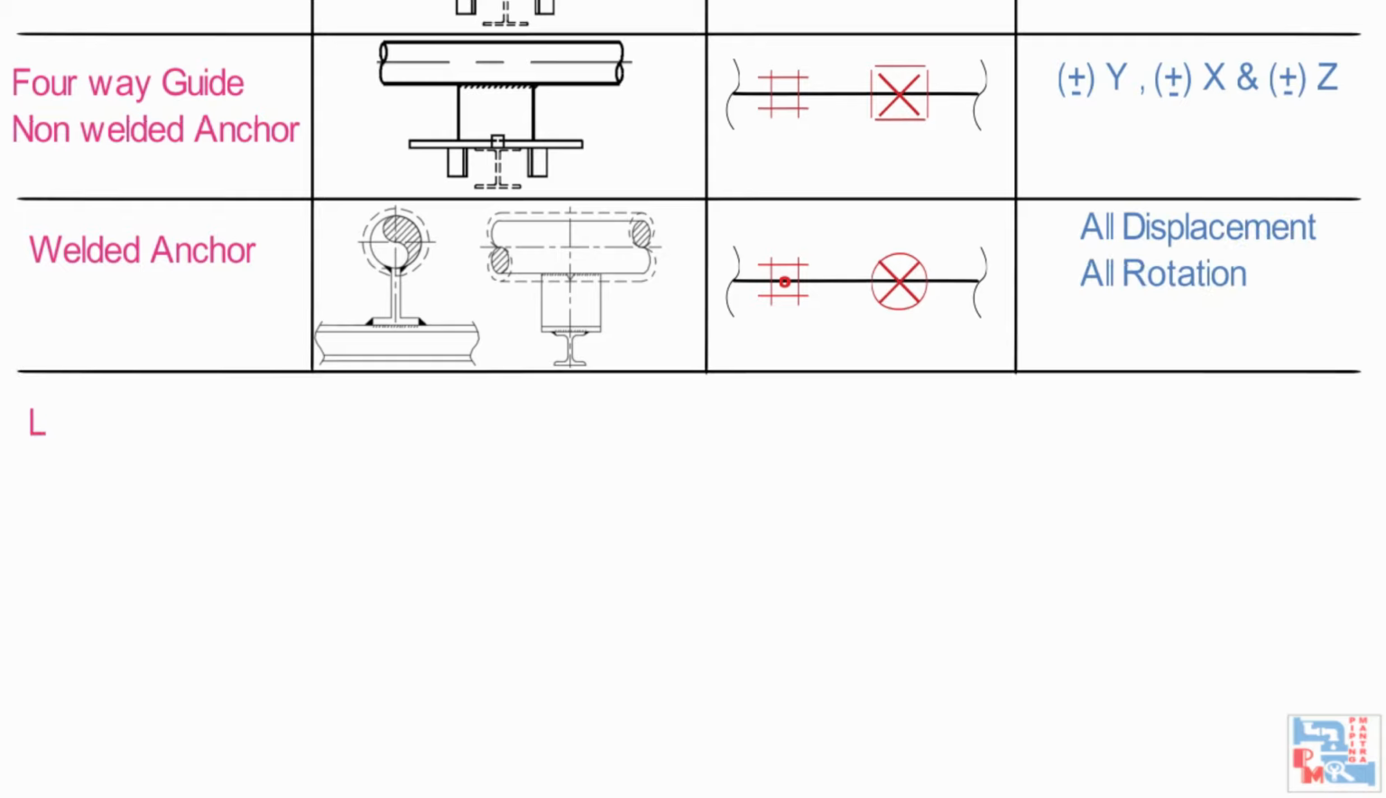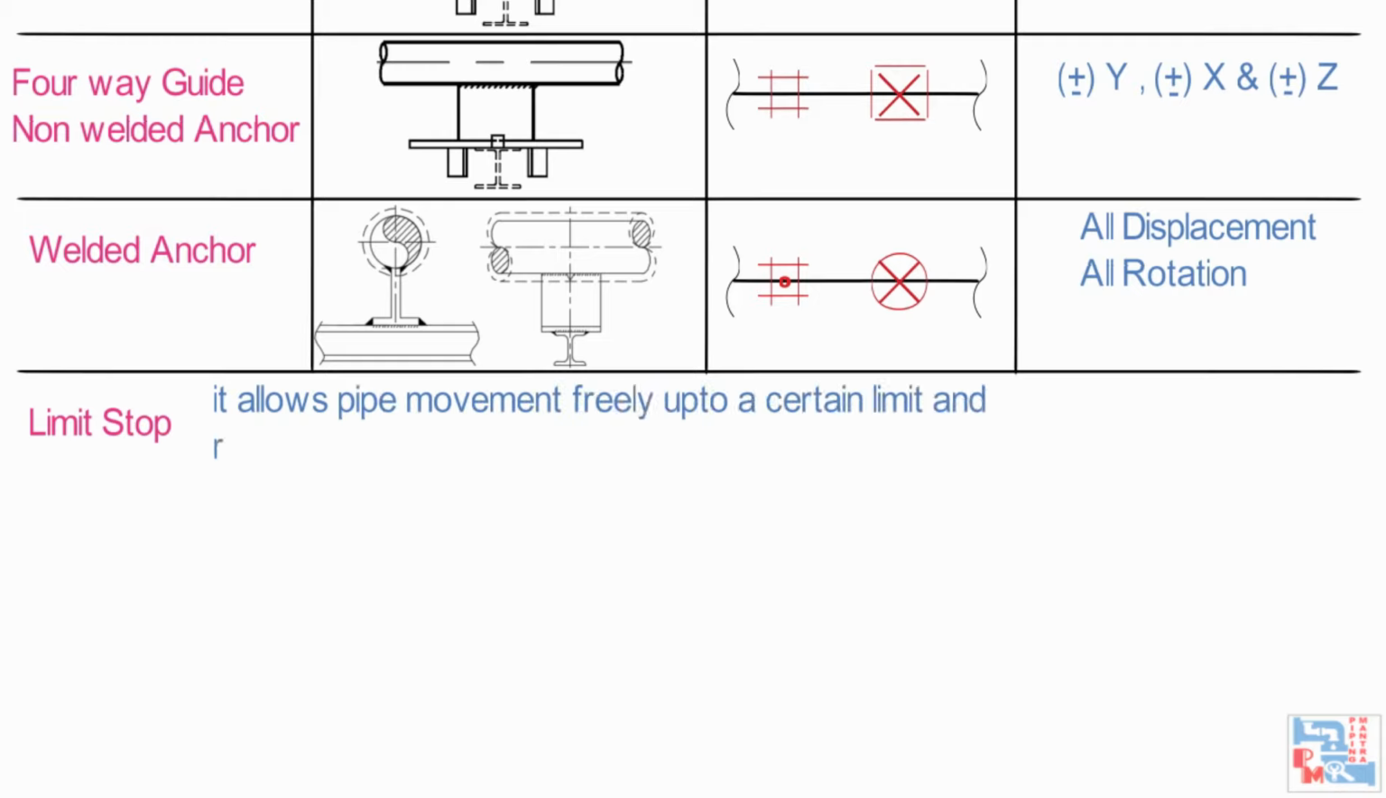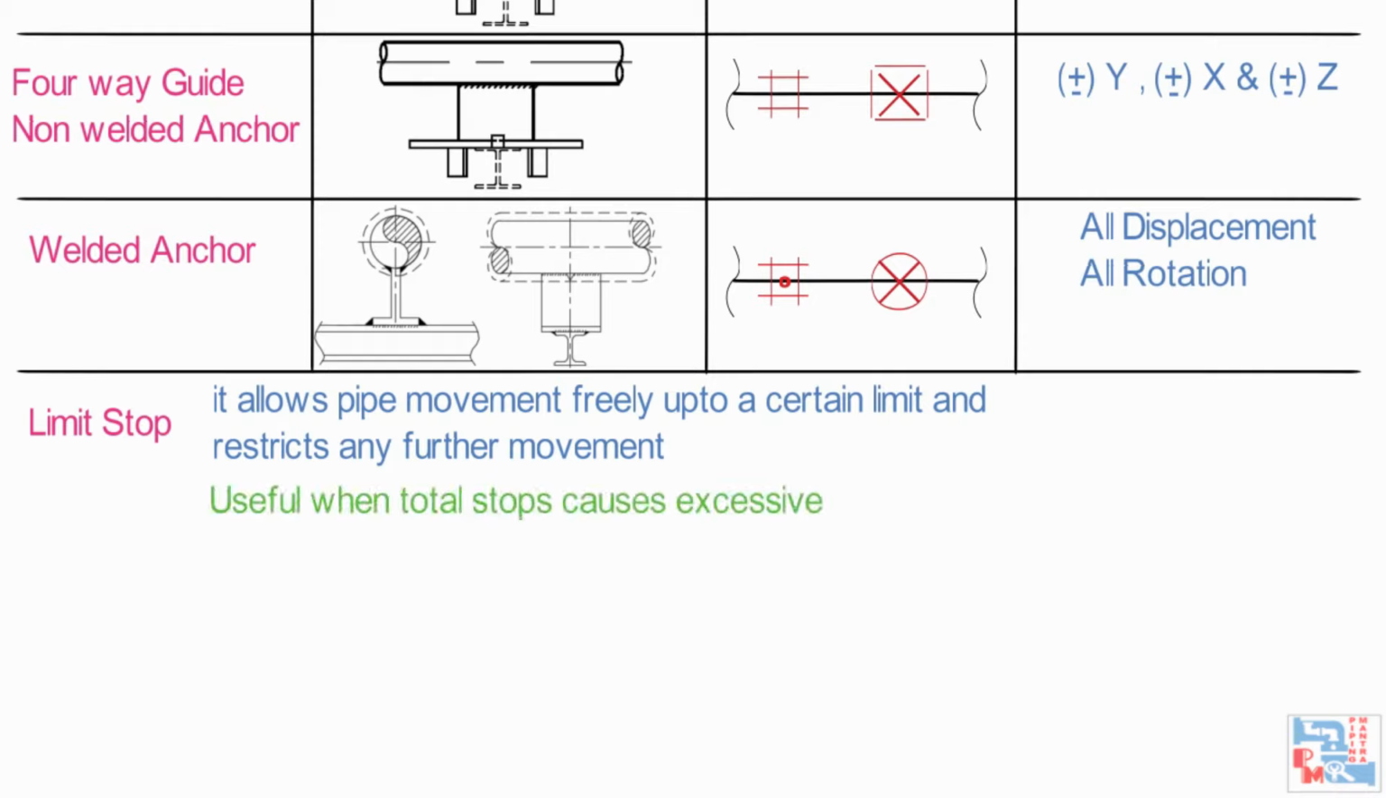The next in line is limit stop. As the name itself indicates, it allows pipe movement freely up to a certain limit and restricts any further movement. This is useful when total stops cause excessive loading on piping and support or nozzle. This type of support should be used selectively because of stringent and complicated requirements of design, erection, and operation.